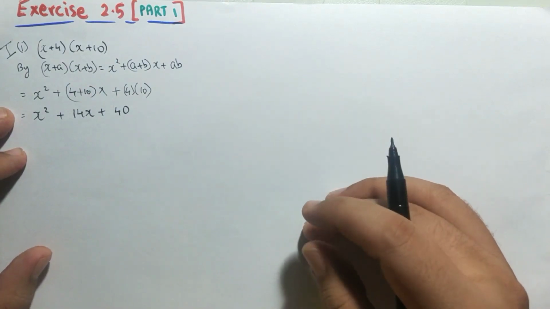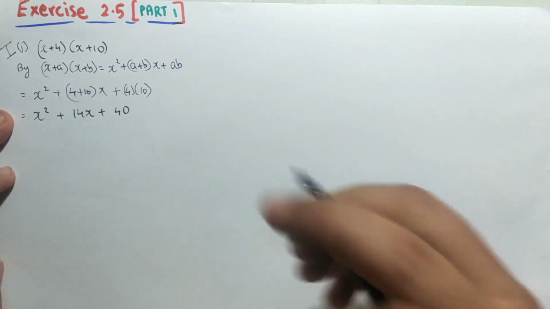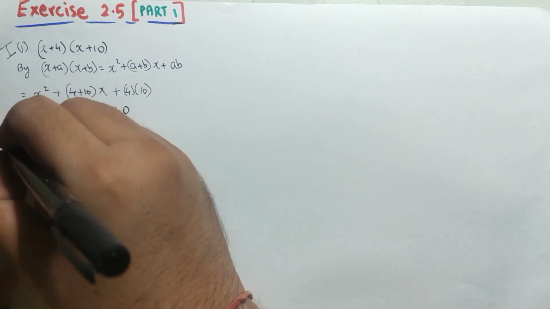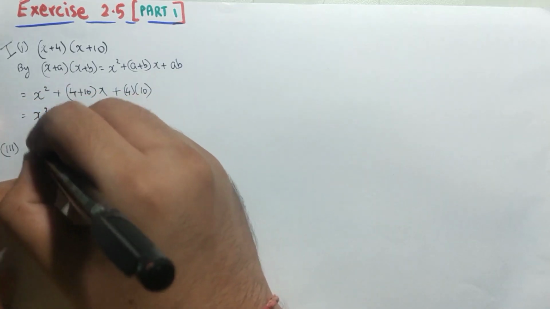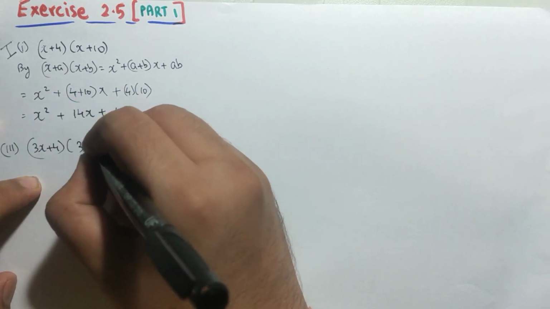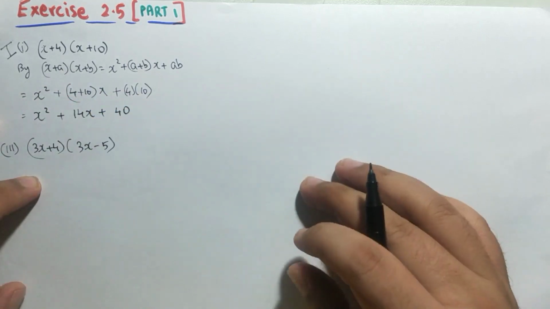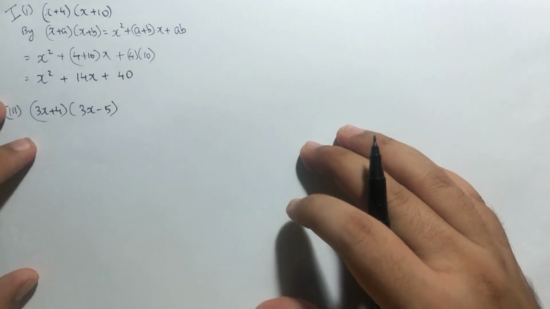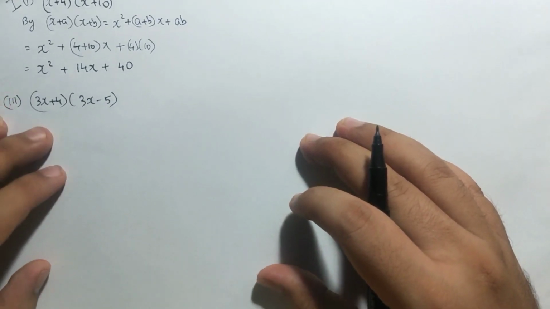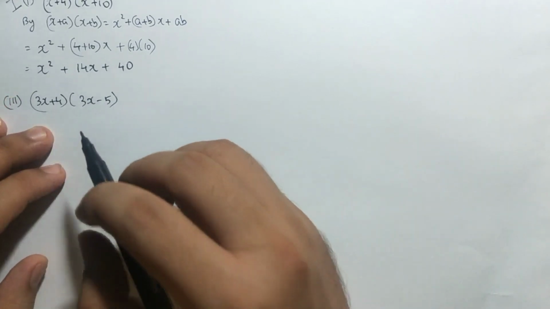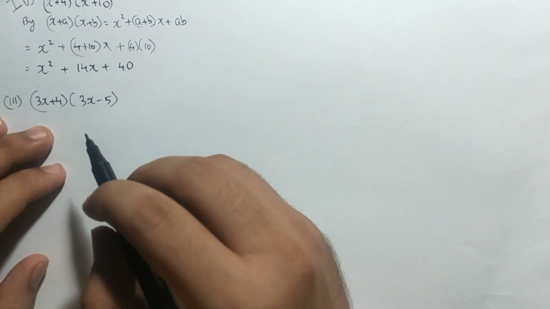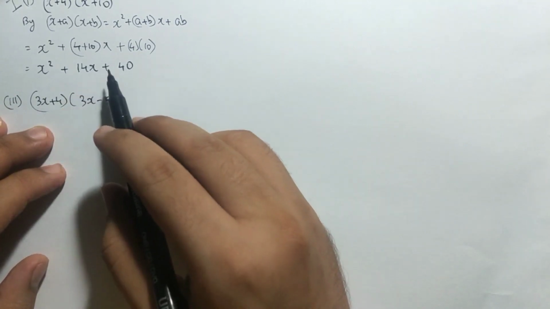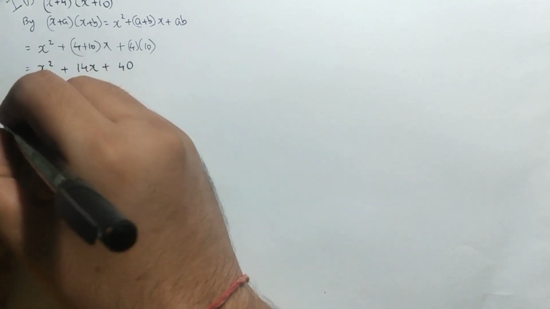Let us proceed towards the third sum. I am doing the third one. 3x plus 4 and 3x minus 5 are getting multiplied. See, in both the brackets, the first term is same, but the second term of both the brackets is different. So the same identity will be applied.